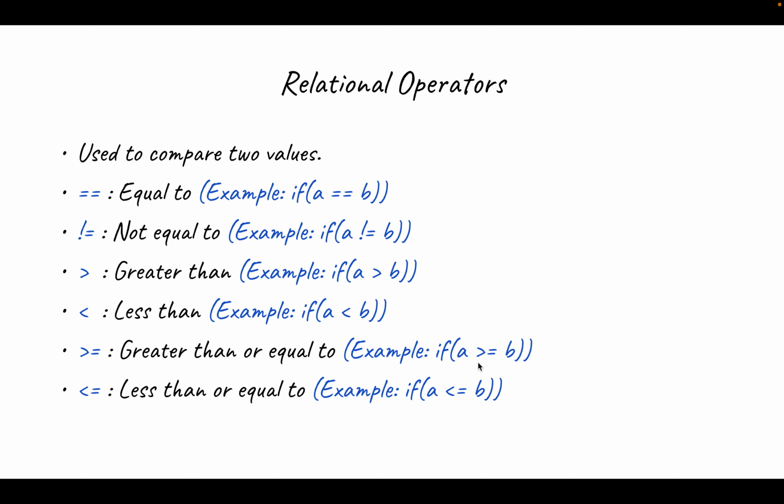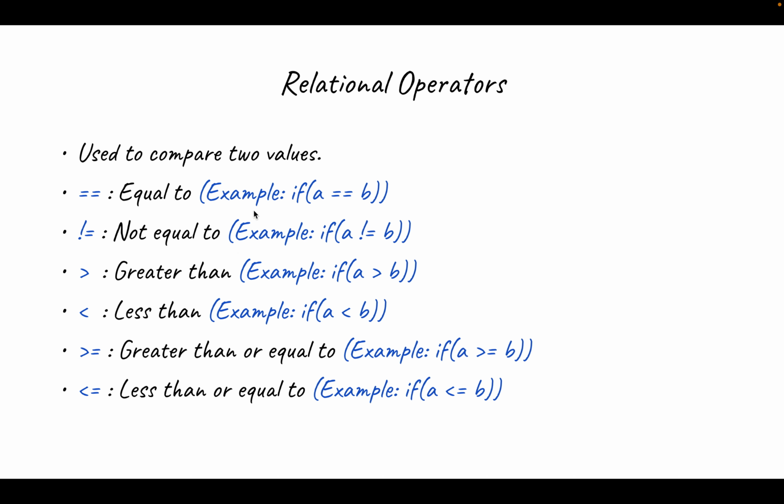Relational operators are used to compare two values. These are equal to, not equal to, greater than, less than, greater than or equal to, less than or equal to. These are the symbols. This is for equal to, this is for not equal to, greater than, less than, greater than equal to, less than equal to.